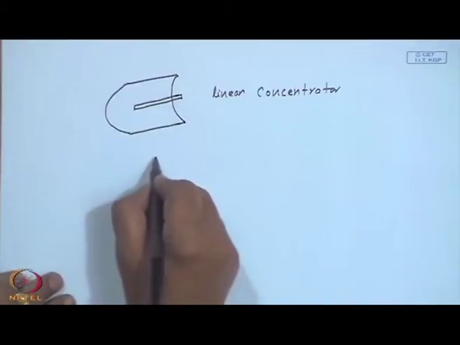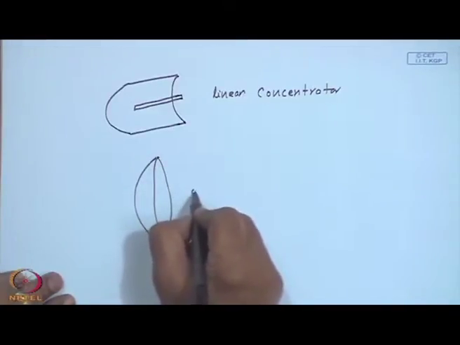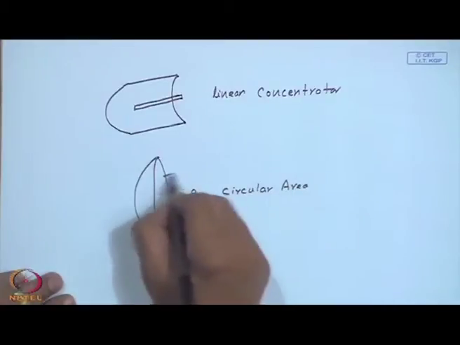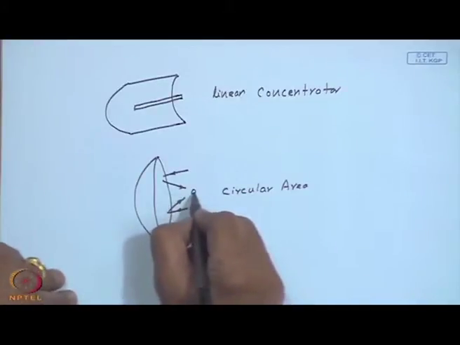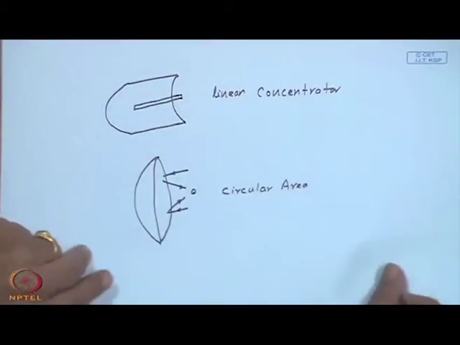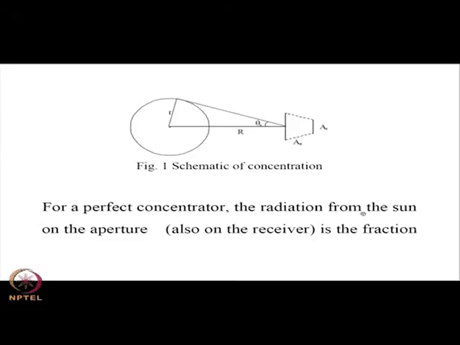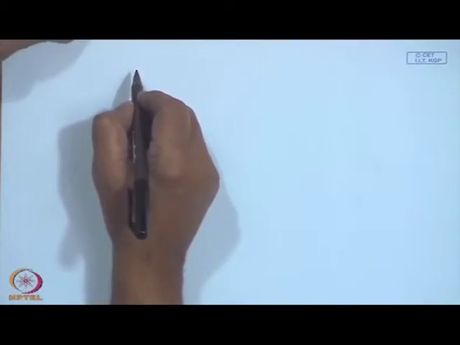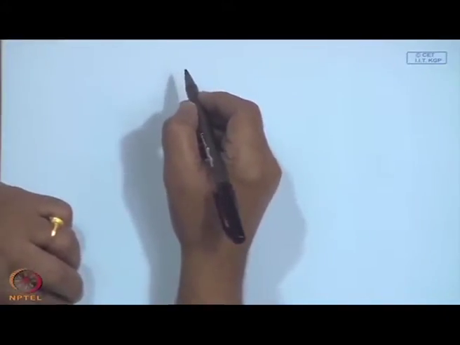The other way around is, if you have a paraboloidal dish, this will try to focus onto a circular area. So, technically this can be a point, this can be a line, or is it possible? So, we shall show the possible maximum. Let this big circle be the sun of radius r at a distance of capital R from the aperture area, and at the same distance the receiver also, making the half angle theta s.